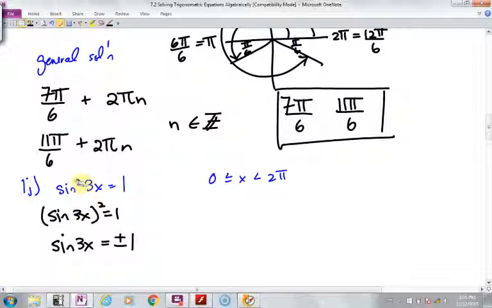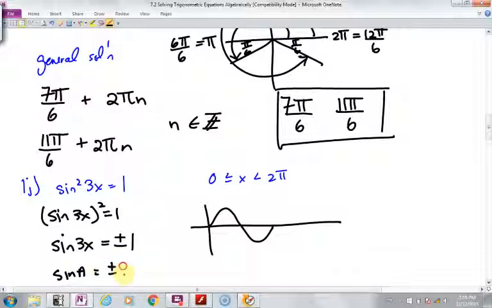Because when we have a degree 2 function like this, quite often we will have two solutions, and that's what we have. Plus or minus 1. So if you think about how this graphs, sine x looks like this from 0 to 2 pi. So let's ignore the 3x just for a moment and pretend this is just sine A equals plus or minus 1. Sine A equals positive 1 up here, and it equals negative 1 down here.